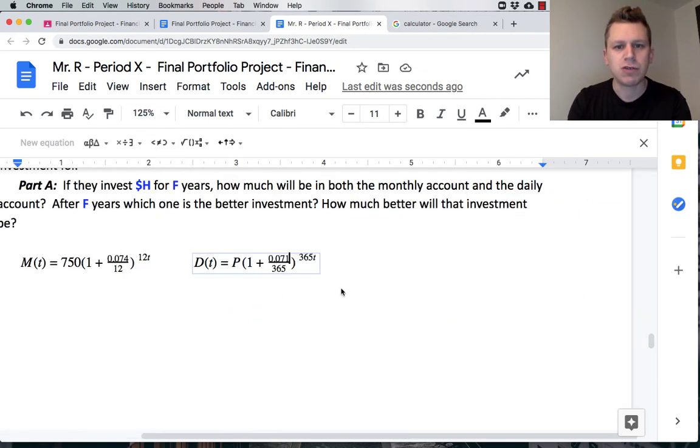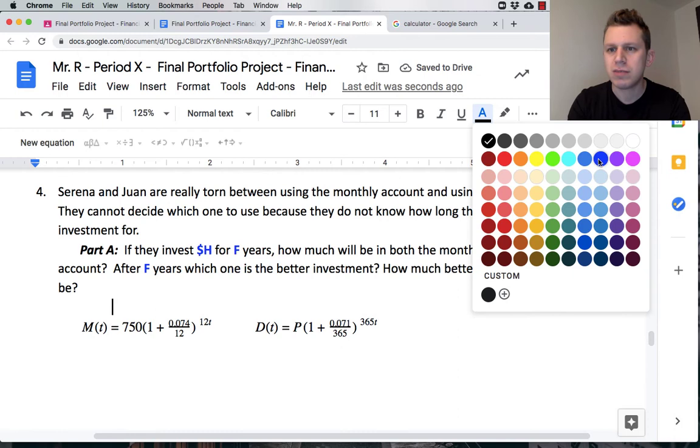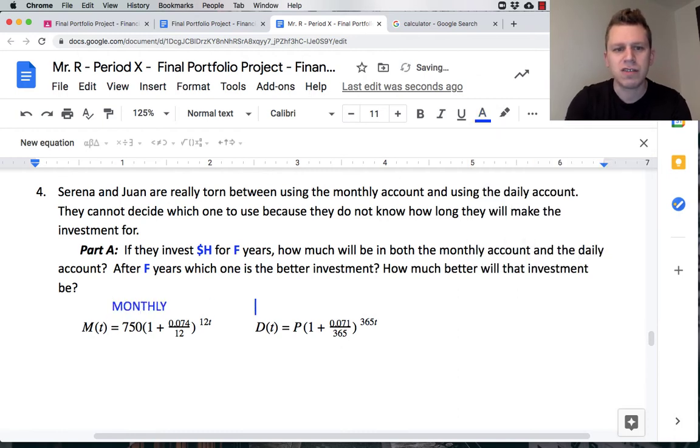Make it a reasonable 125. Serena and Juan are really torn between using the monthly account. My monthly account, which you could have guessed is monthly, and the daily account. They cannot decide which one to use because they don't know how long they will make the investment for. If they invest H dollars, that's our $750 for F years, into both the monthly and daily account. After F years, which one is better? How much better? Oh, darn.